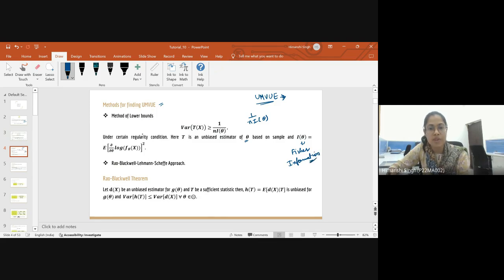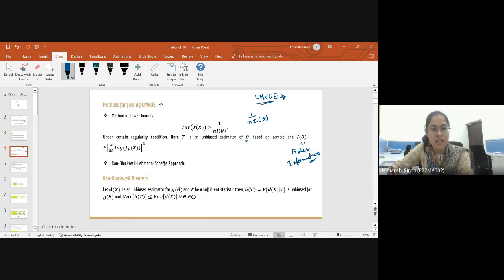This is one of the methods by which, if I can find any estimator which attains this bound, then I'll say that it is UMVU. There may be a possibility that it may not attain the bound, but if it attains the bound, I will say that it is UMVU. So this is one of the methods, the lower bound method.